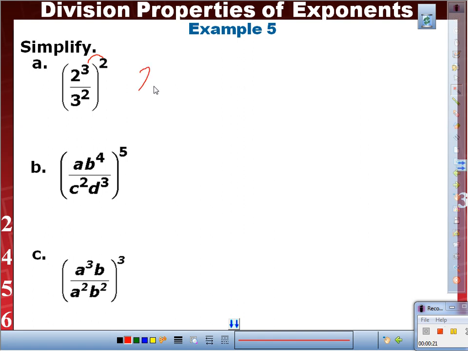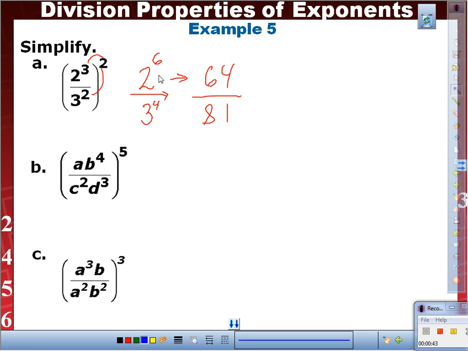That becomes 2 to the 6th power. And this is 3 to the 4th power. Yes? From there, I said, can you simplify? If it's a small base like this one, you can simplify it. So this is 64 over 81. Hands up if you got that right there.